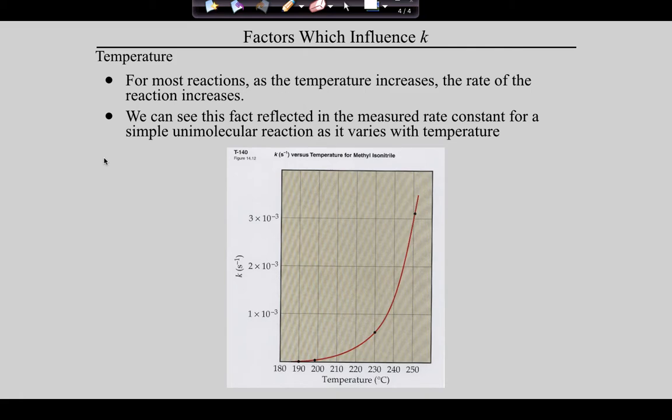Wouldn't it not matter whether it's K or rate because they're proportional? Exactly, and that's the point. As K goes up, rate has to go up so long as you're not messing with concentration. That's exactly the point.